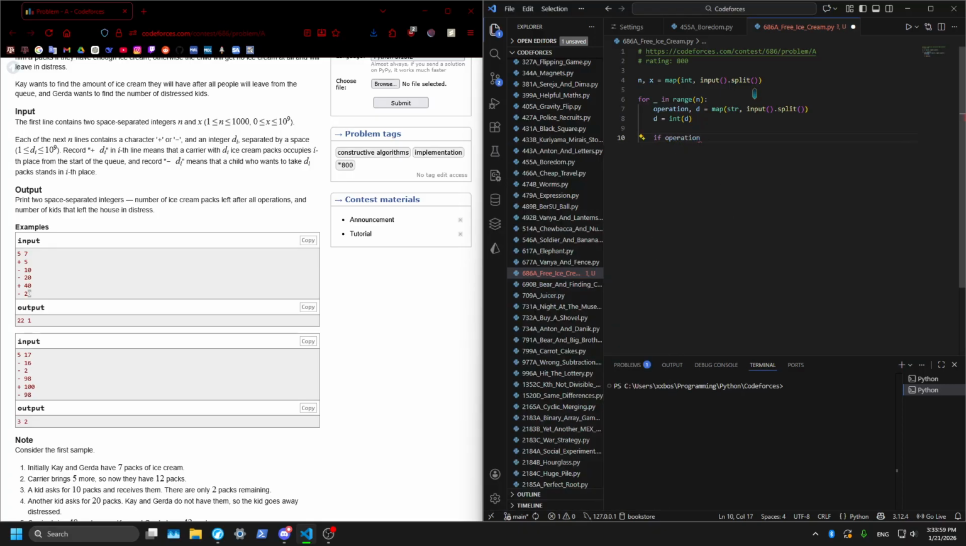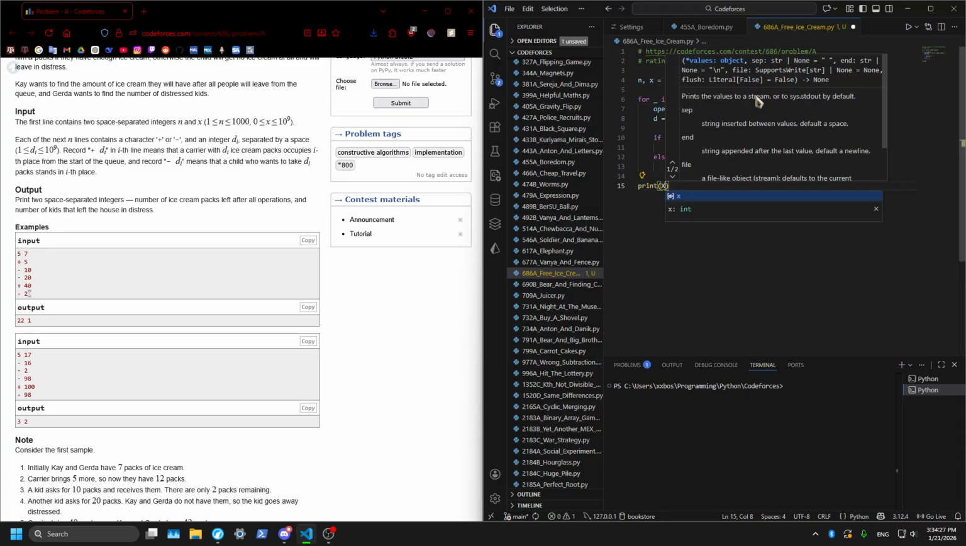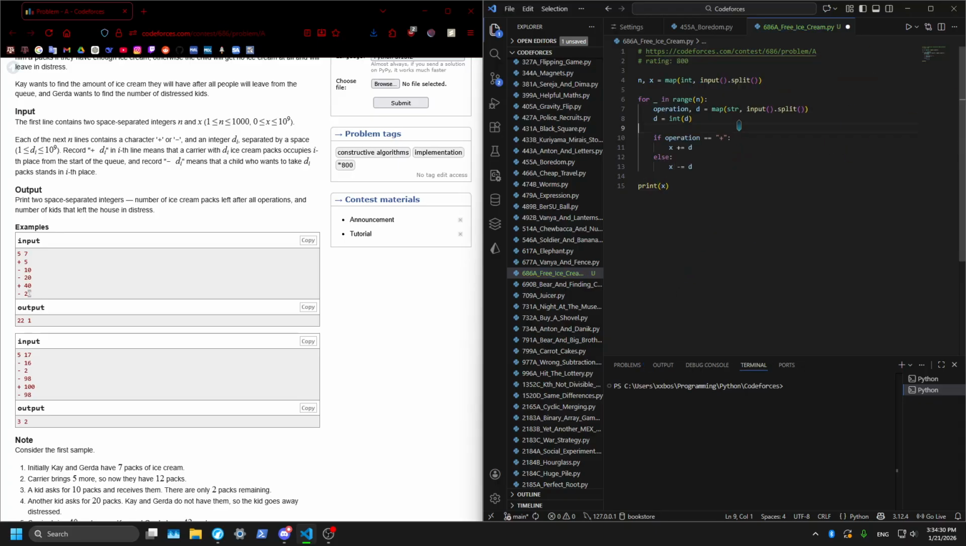If operation equals plus, it's a carrier, x plus equals d, else x minus equals d. Print x. Oh. Distress equals 0.